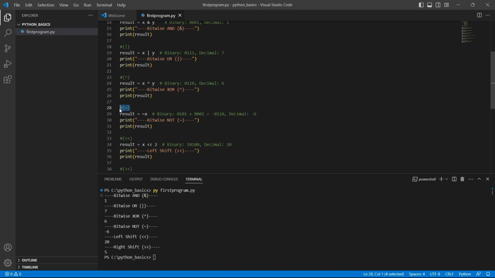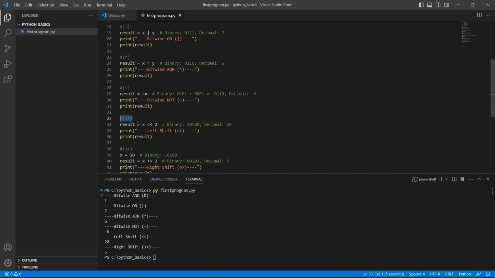Bitwise NOT flips the bits of a number resulting in the ones complement of the number. Here x is 5. Applying bitwise NOT would return us ones complement of 5, which is minus 6.